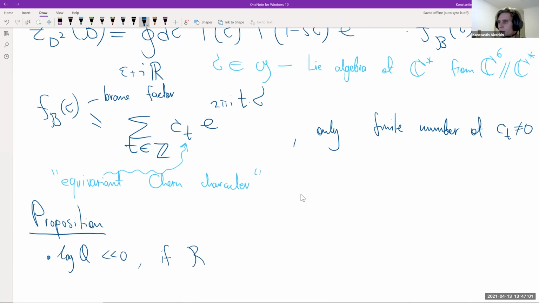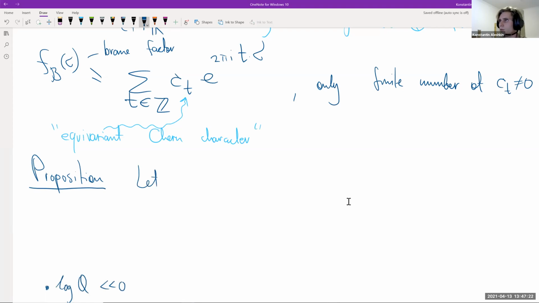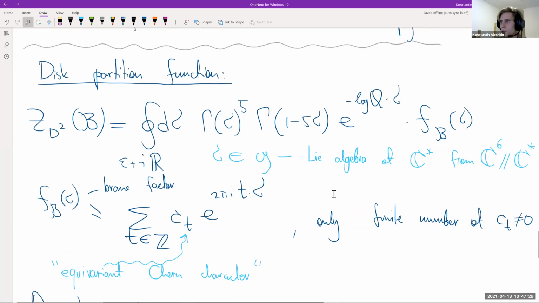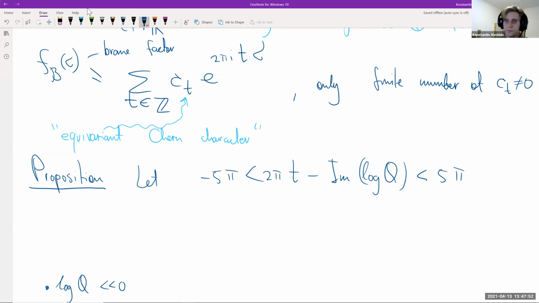So if b is such, okay, sorry, let me actually write it in a slightly different way. So let all of these guys satisfy some condition, which I'll return to later. So 2 pi it plus imaginary part of logarithm of q actually has to be in between 5 pi, there is no pi here, and minus 5 pi. Then ZB D2 converges.